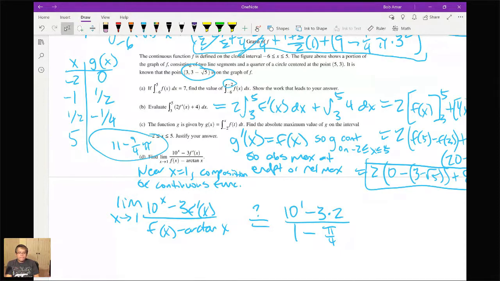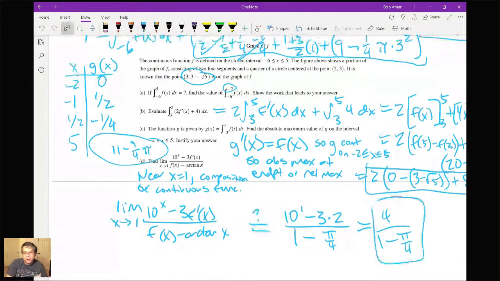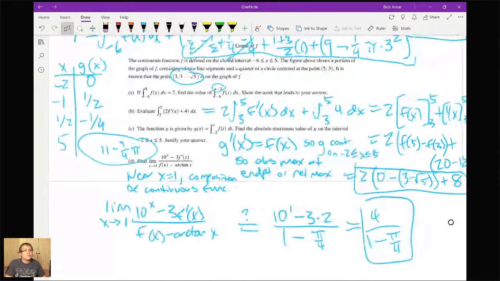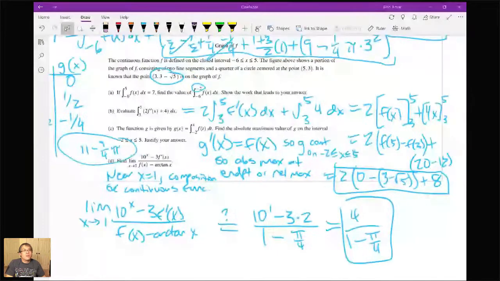To me, this doesn't look like it's going to turn into 0, right? This is actually going to turn into 4 over 1 minus pi over 4. And since I got a number, that must be the value of the limit. Which is really weird. I looked at that problem and thought, for sure, this is L'Hopital's. And then I plugged in x equals 1, and it is not L'Hopital's.